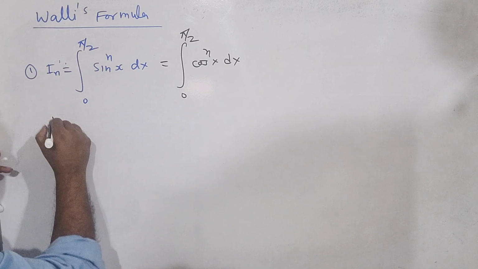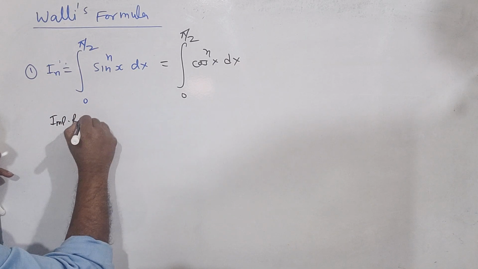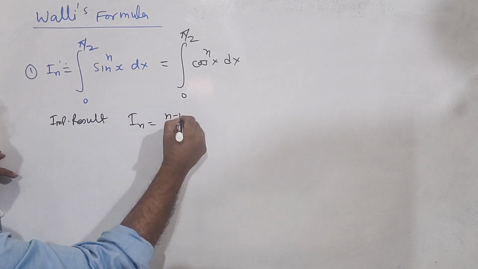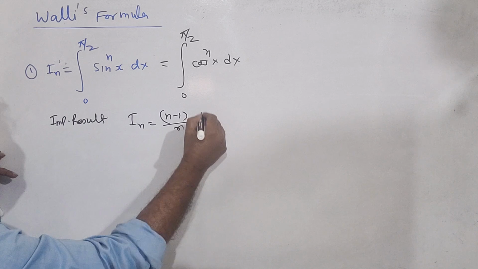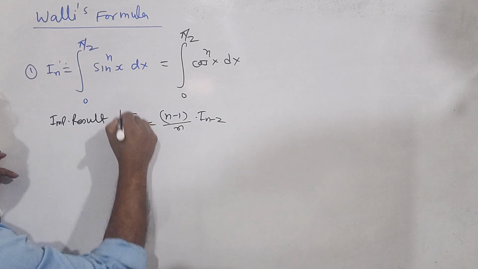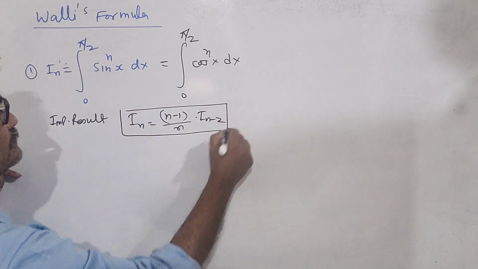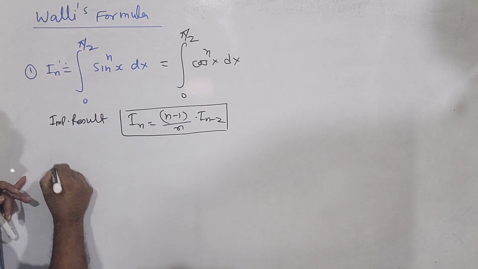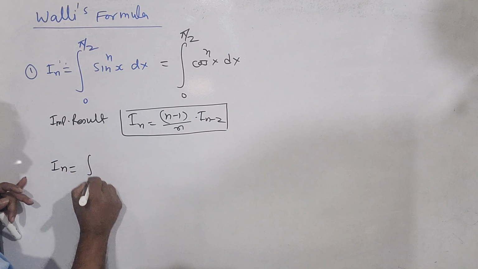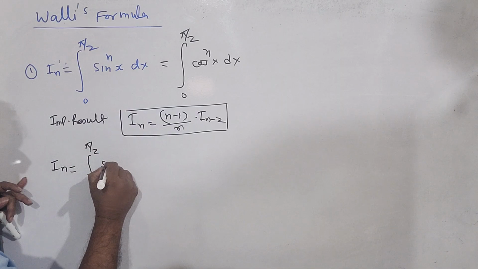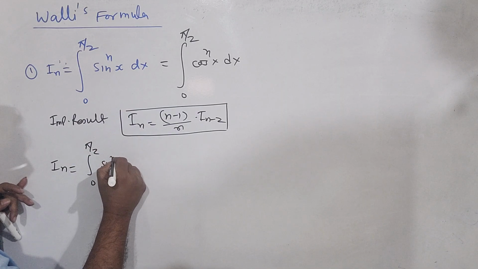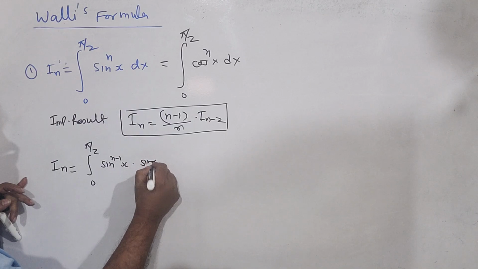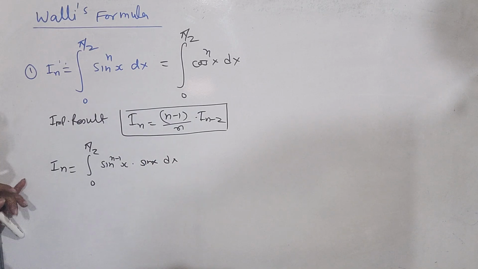So here one important result we will develop first, that is In equal to n minus 1 by n into I(n minus 2). This result you have to remember. Okay. Now how? See, I can write In equal to integration from 0 to pi by 2 of sin to the power n minus 1 of x into sin x dx.